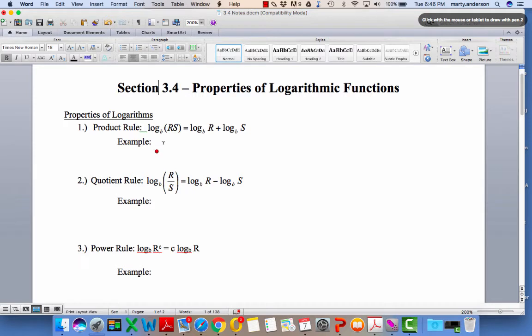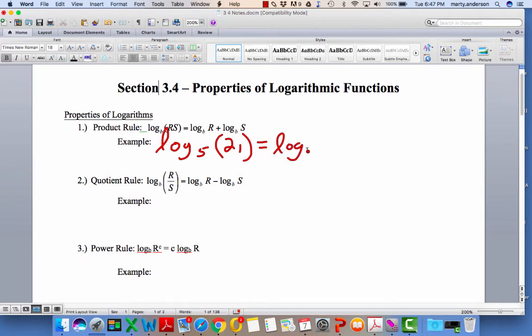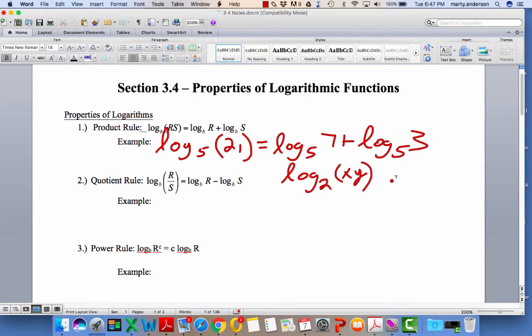So if we had the log base 5 of 21, you could turn that into the log base 5 of 7 plus the log base 5 of 3, because 7 times 3 is 21. Or more often than not, maybe you've got the log base 2 of xy, and now you can split it up into the log base 2 of x plus log base 2 of y.